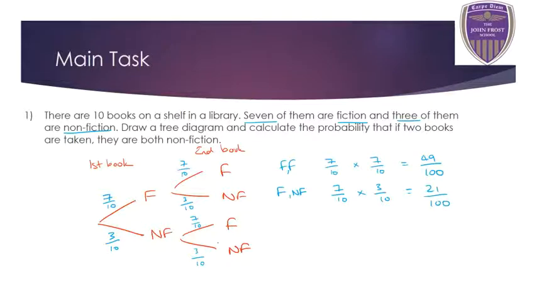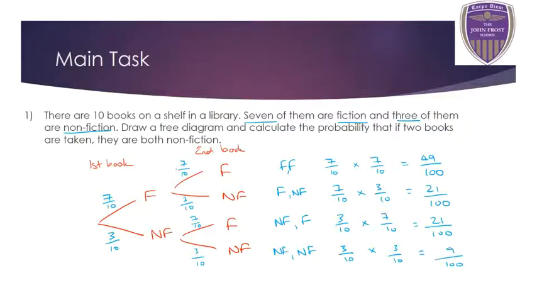So they're the possibilities of fiction the first time. Now on to non-fiction. So non-fiction and then fiction, that's 3 tenths times 7 tenths. That's 21 over 100. And the last possibility then is non-fiction both times. So 2 non-fiction books would be 3 tenths times 3 tenths, which is 9 over 100. And again, double check the answers. They add up to 100, so we're good to go. So far we've drawn the tree diagram and listed the outcomes.